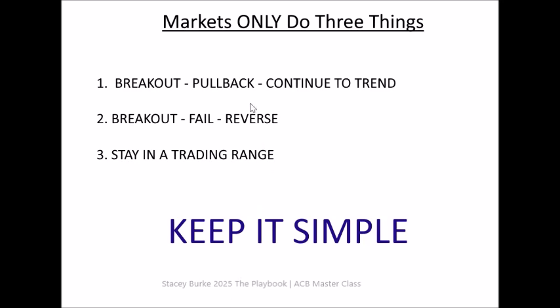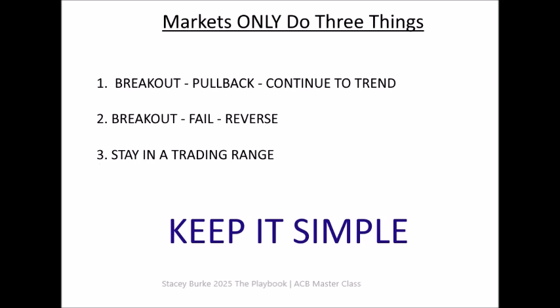Now, markets only do 3 things. They break out, they pull back, and they continue to trend. Number 1. Number 2, they break out, they fail, and they reverse. We'll look at 2 exact specific examples of this, and why it's important for traders to step back and actually understand the big picture. And then number 3, they stay in a trading range, whether that's on the higher time frame or on the smaller time frame.